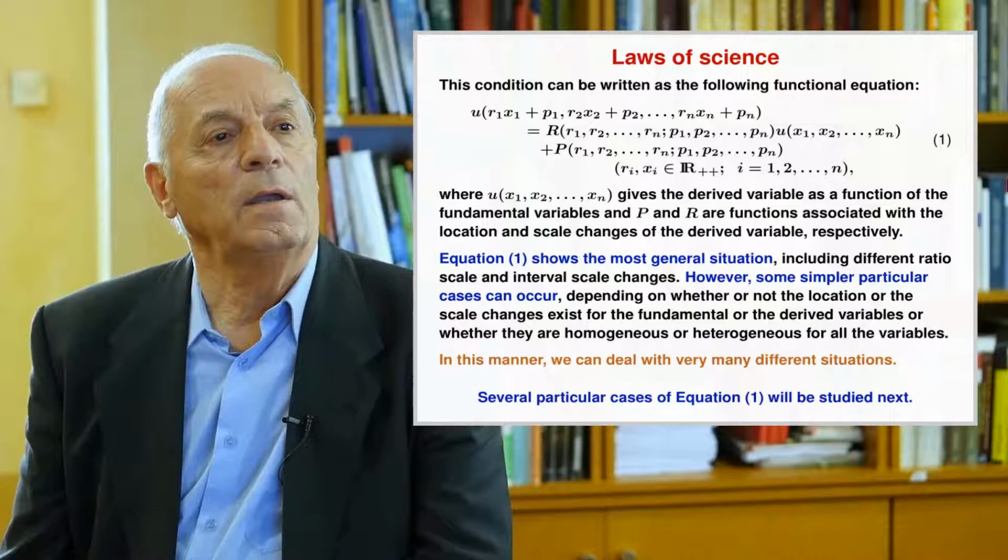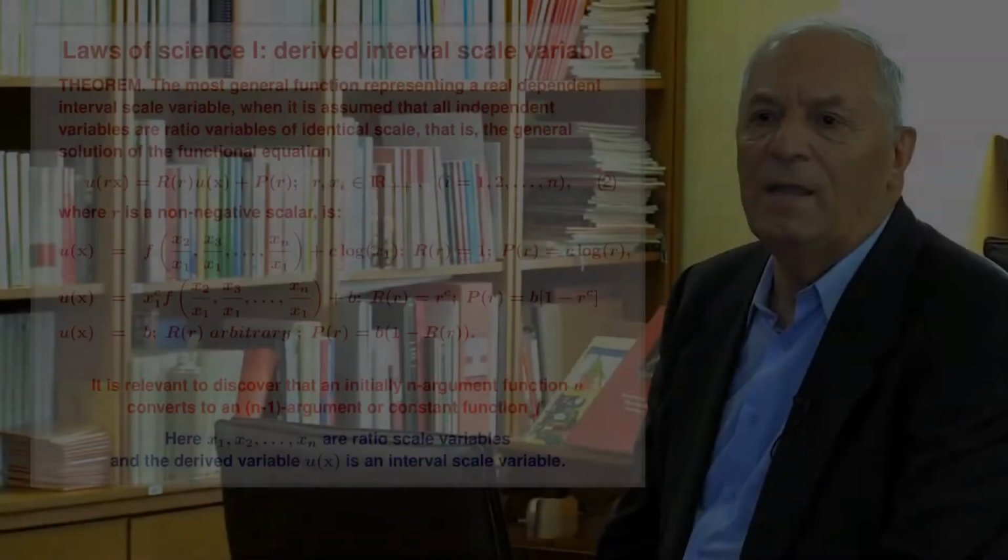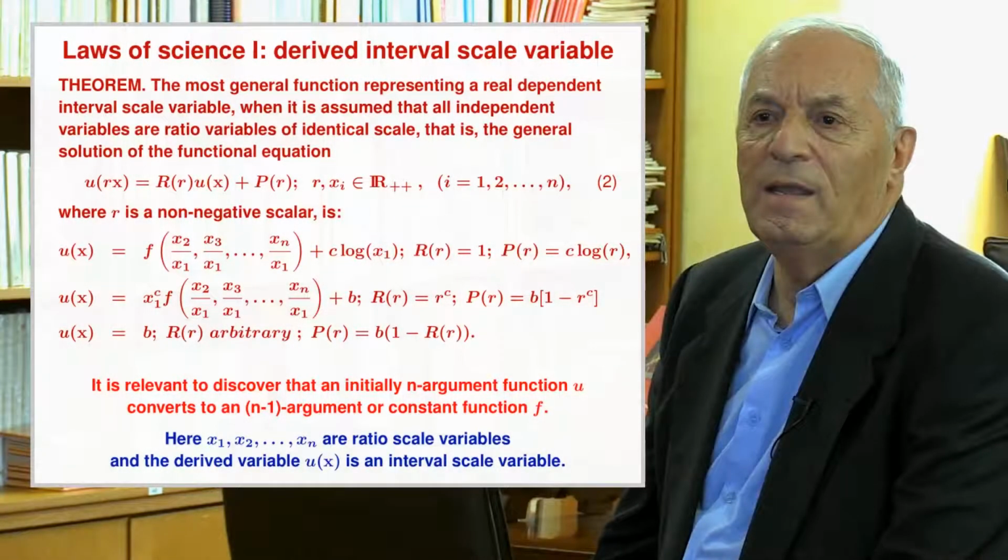Equation 1 shows the most general situation, including different ratio scale and interval scale changes. However, some simpler particular cases can occur, depending on whether or not the location or the scale changes exist for the fundamental or the derived variables, or whether they are homogeneous or heterogeneous for all the variables. In this manner, we can deal with very many different situations. Several particular cases of equation 1 will be studied next. Next, we discuss and analyze some particular examples of equation 1, but not all.